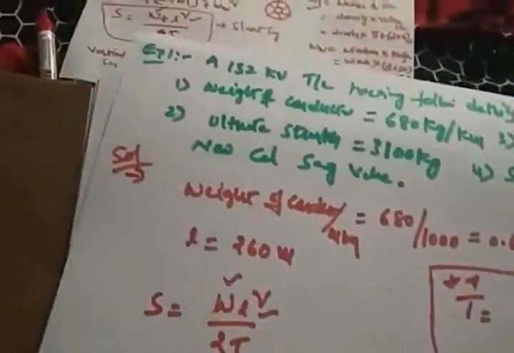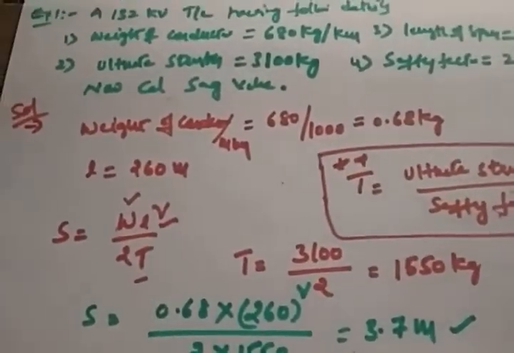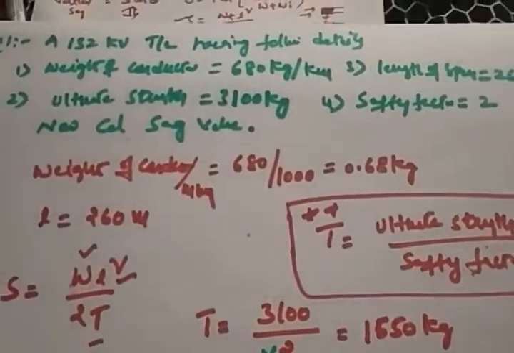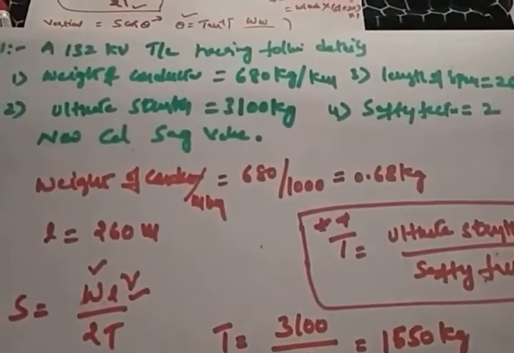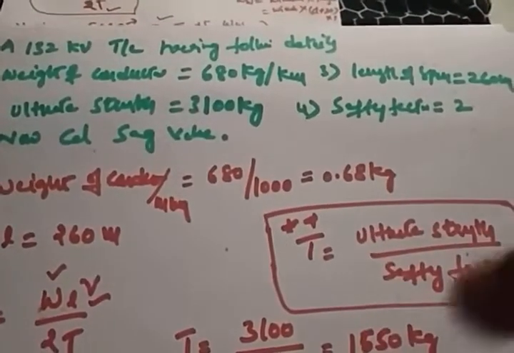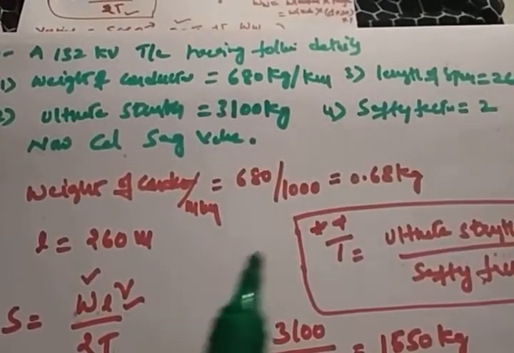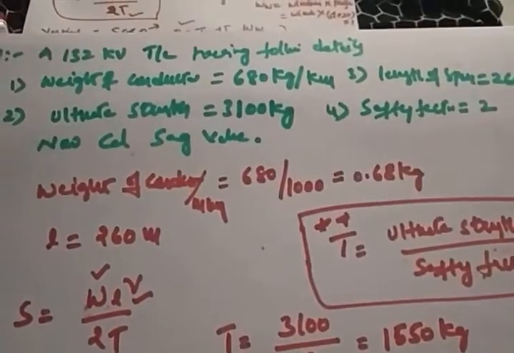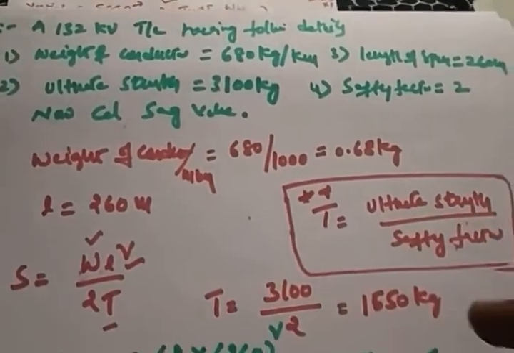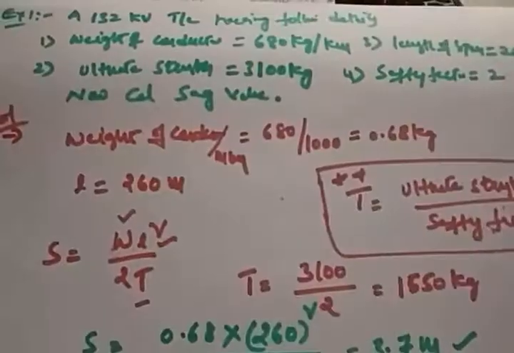In this way, they will ask the questions, right? See what they have given and what he is asking: a 132 kV transmission line having a weight of the conductor and the span length is given, and he won't directly give the tension value. He has given ultimate strength and the safety factor. So with that you have to calculate the tension value, how much tension is present on the system. So with that you have to calculate the sag value.